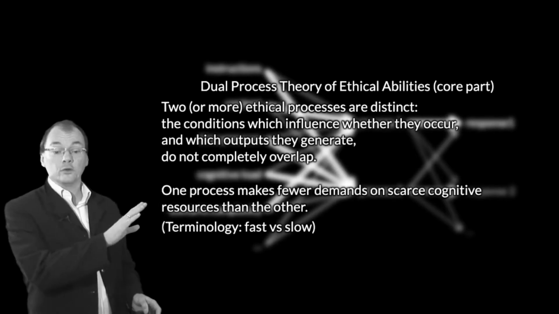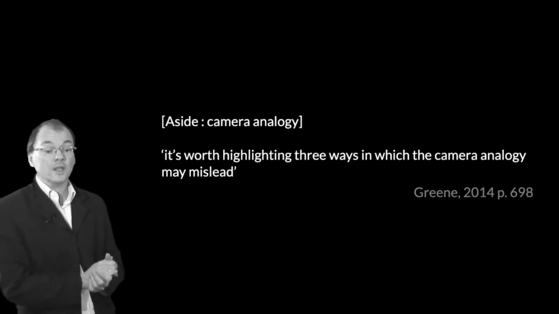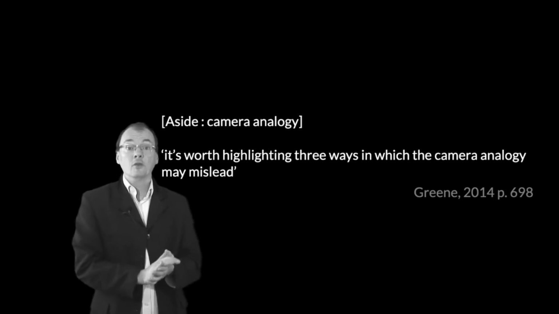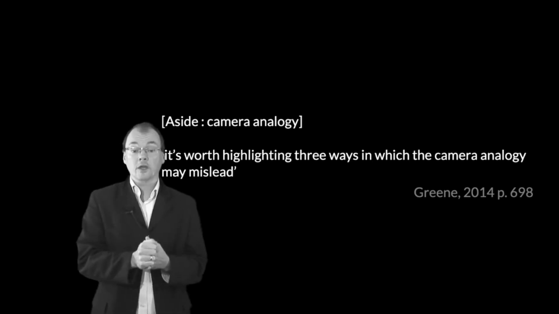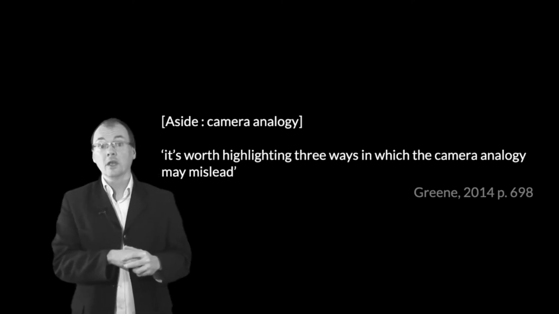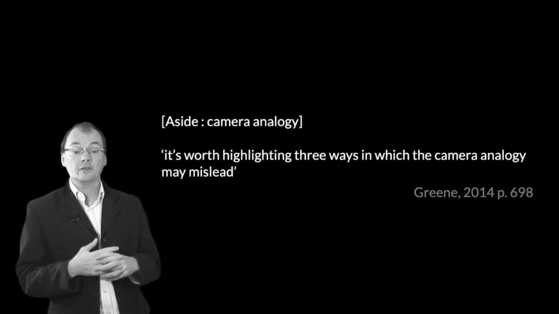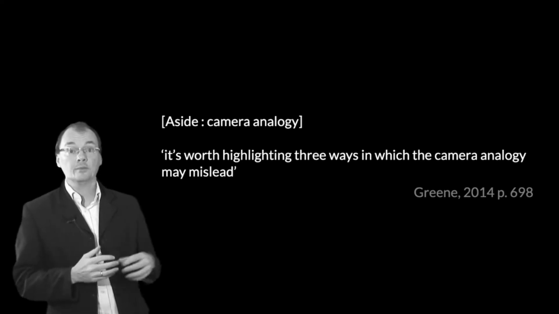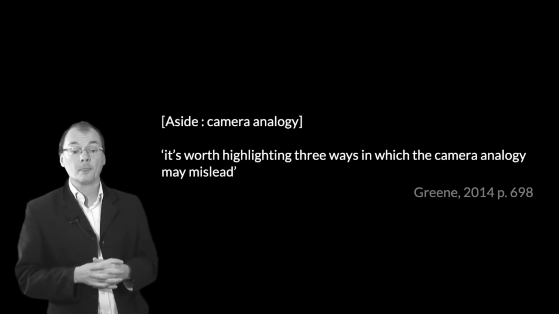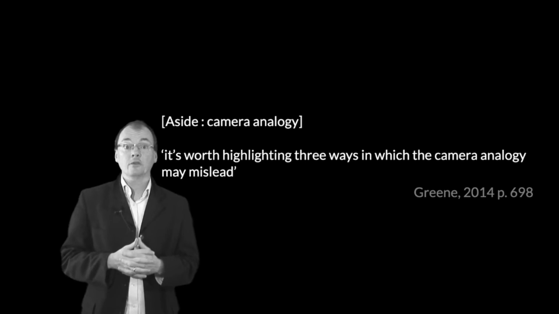Everything beyond this is not a core part of the theory, but requires additional evidence. Now, if you've read the paper by Green, the argument of which I'm in the process of reconstructing, and he's actually the person who I think is probably most responsible for the popularity of this dual process theory in ethics, you'll know that he uses a camera analogy in that paper, in the title of the paper and throughout the paper.